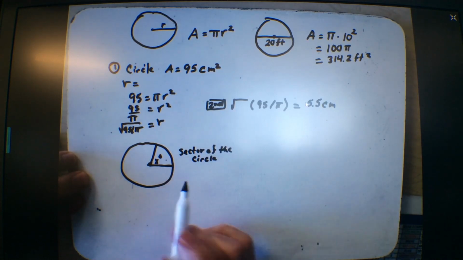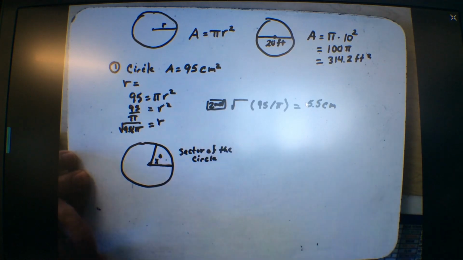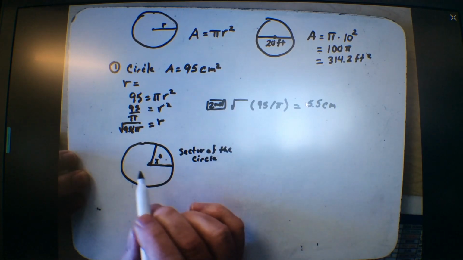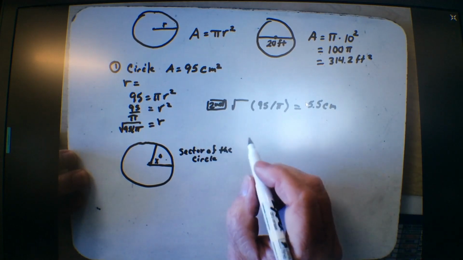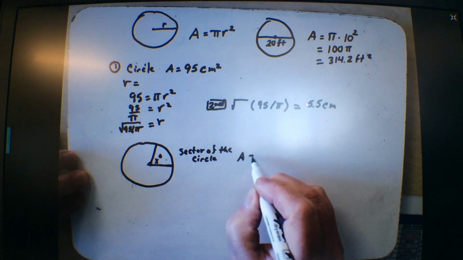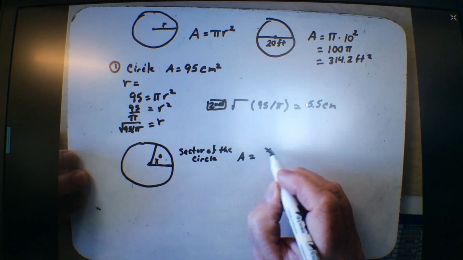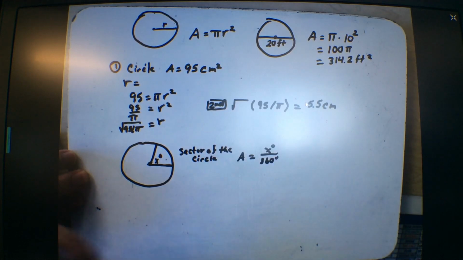So does anybody have an idea how we would do this? On the area? Yeah, if I knew the degrees, I just wanted the area of this piece. How would I find that? X equals pi r squared? No. The pi r squared would be the whole thing. Do I want the whole thing? No. Okay, the area of a sector is equal to the degrees, x degrees, divided by 360. Why?